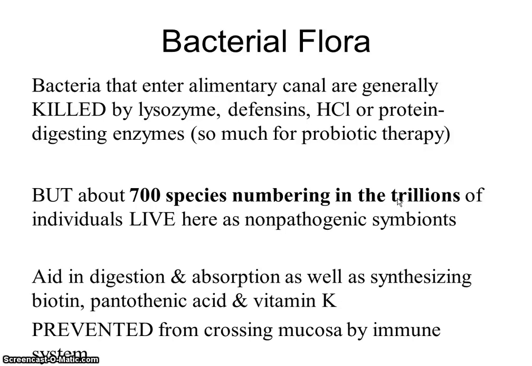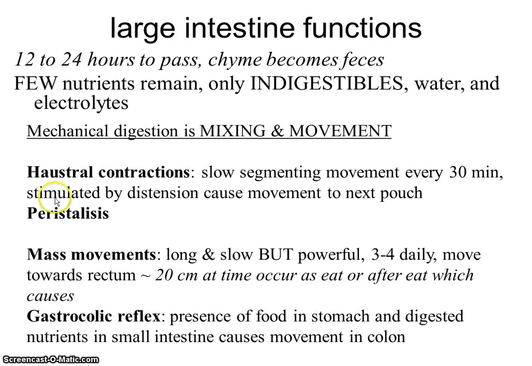Mutualism is you both benefit. So these bacteria help us with digestion and absorption, and they synthesize a variety of vitamins, these are B vitamins and vitamin K. They do not cross the mucosa because of the immune system, so they're actually blocked from doing that. They simply remain here associated with the mucosa of the large intestines. All right? Functions are, again, really just this last bit of absorption, water, electrolytes, and any nutrients that our microflora make for us, we also absorb here.